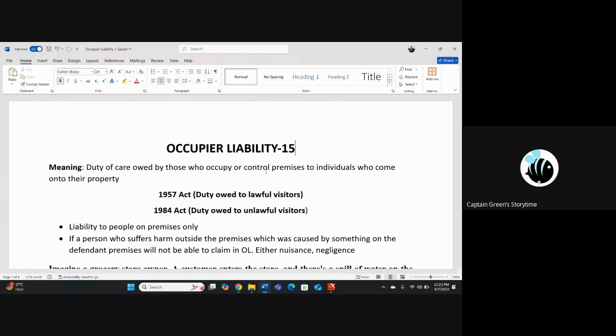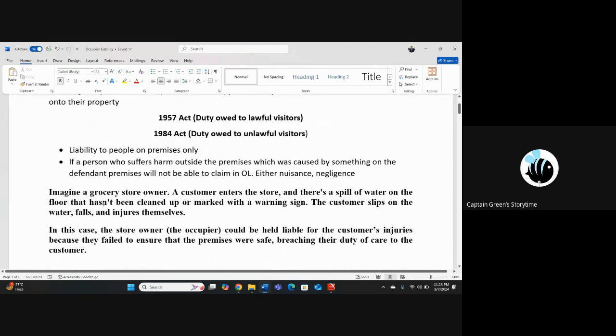Now, what kind of liability? Liability means that, for example, a person visits a cafe. Okay, I have an example down below. Imagine a grocery store owner. A customer enters the store. Highlight this: there's a spill of water on the floor that hasn't been cleaned up by the owner or the occupier, or marked with a warning sign, and there was no warning sign placed. The customer slips on the water, falls and injures themselves.